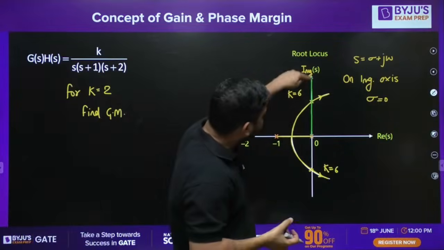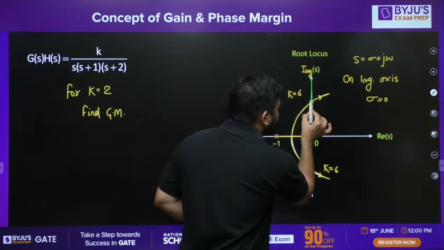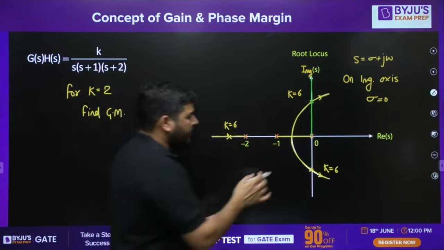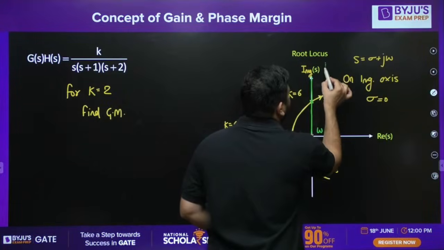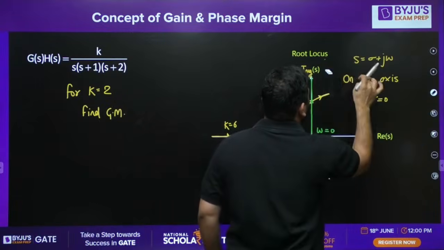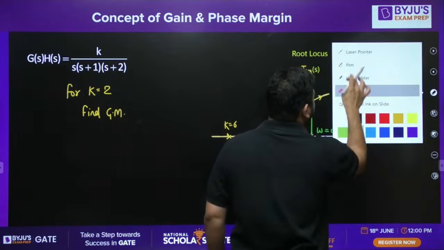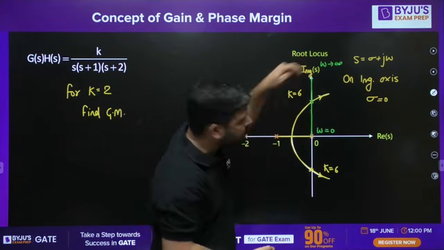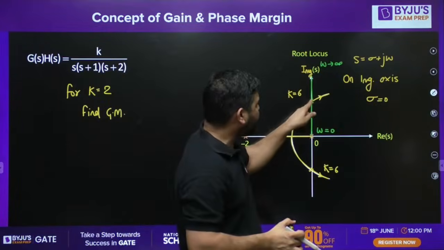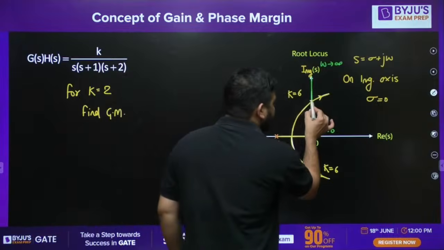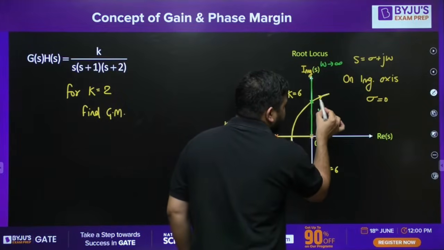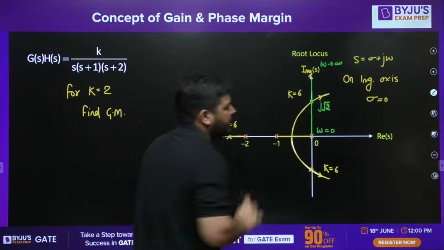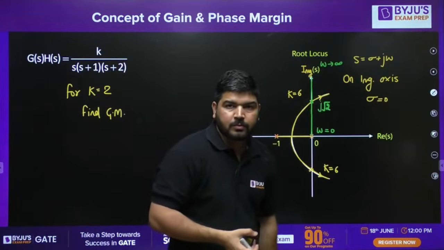On this axis, only one point lies on the root locus. If you are moving omega from 0 to infinity, on root locus you are moving on this axis, and on this axis only one point lies on the root locus. At this point, the frequency of oscillation is j root 2. You can calculate it using Routh criteria. This is j root 2.